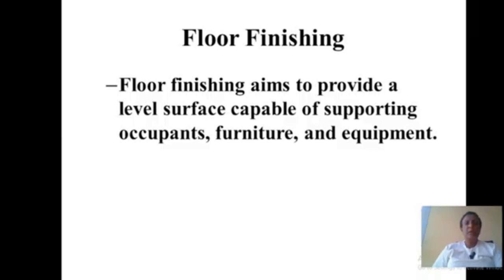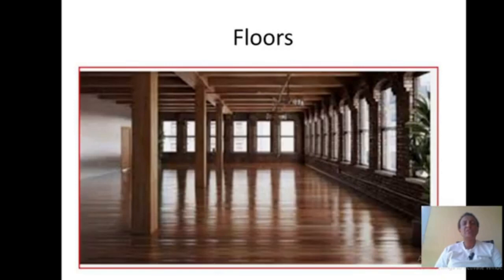The second type of finishing is floor finishing. Floor finishing aims to provide a level surface capable of supporting occupants, furniture, equipment, and different loadings acting on it. Floor finishing can be made up of wood, tile, terrazzo, and different materials suitable for the floor.